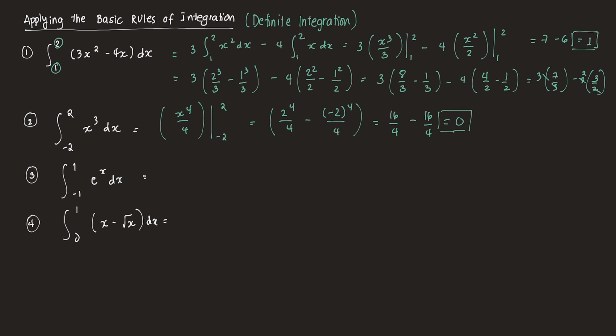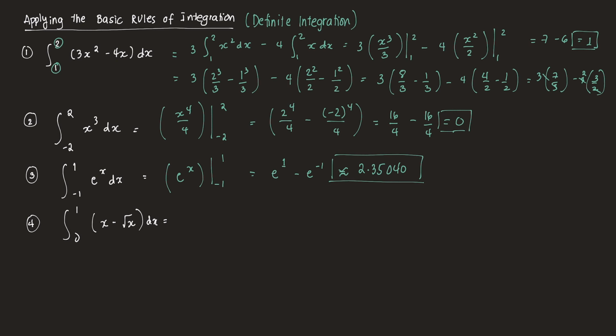Okay. So next one, you have here the integral of e raised to x. That's just e raised to x evaluated from negative 1 to 1. So we have e raised to 1 minus e raised to negative 1. And that's going to be approximately equal to 2.35040, if you solve for that.